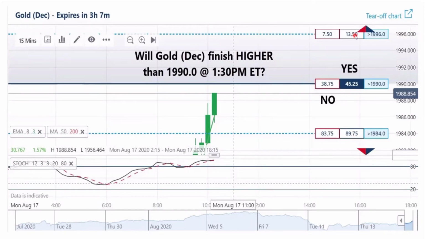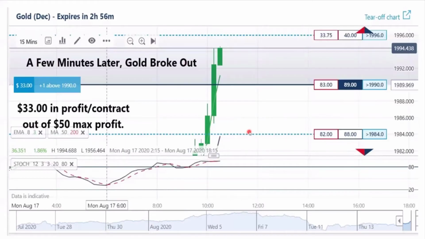That might not be realistic. It could be, but for me, I was happy right here at this level, and I wound up getting it at $50. Okay, so what happened with that trade?